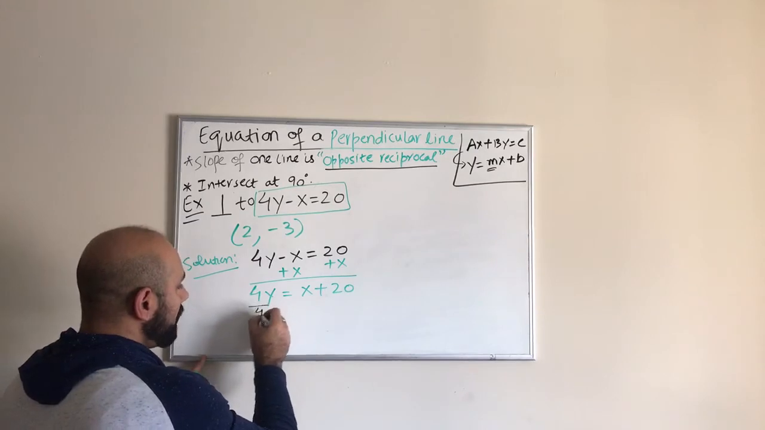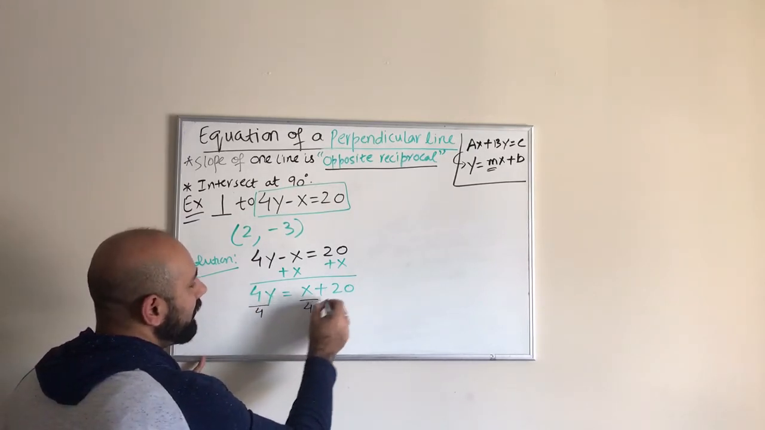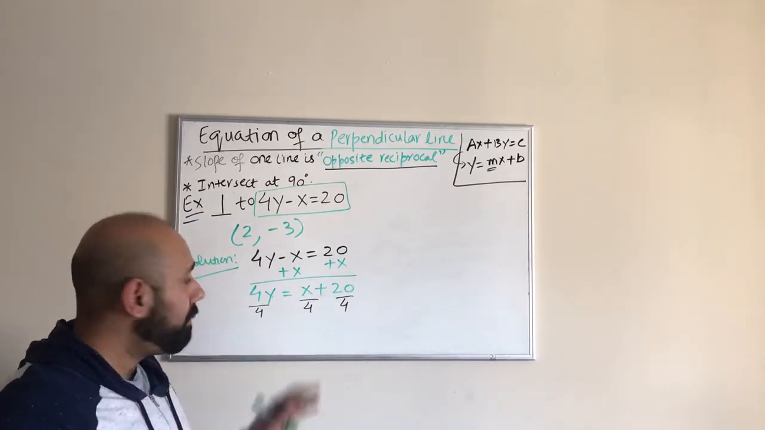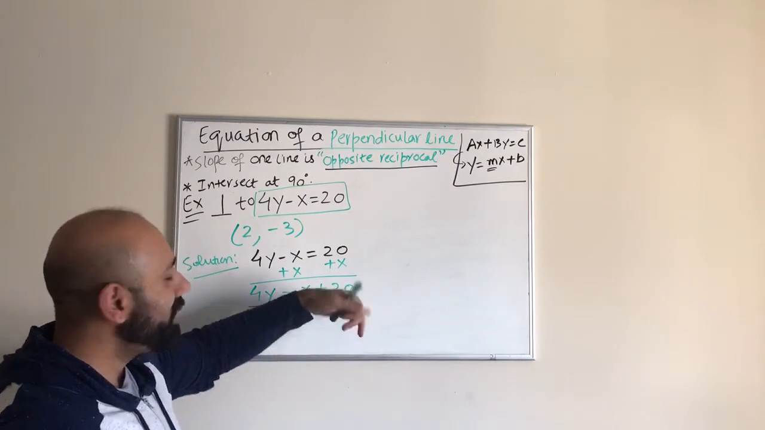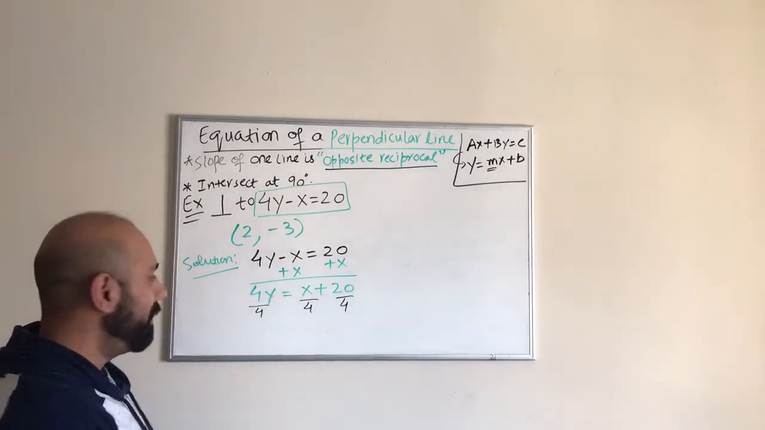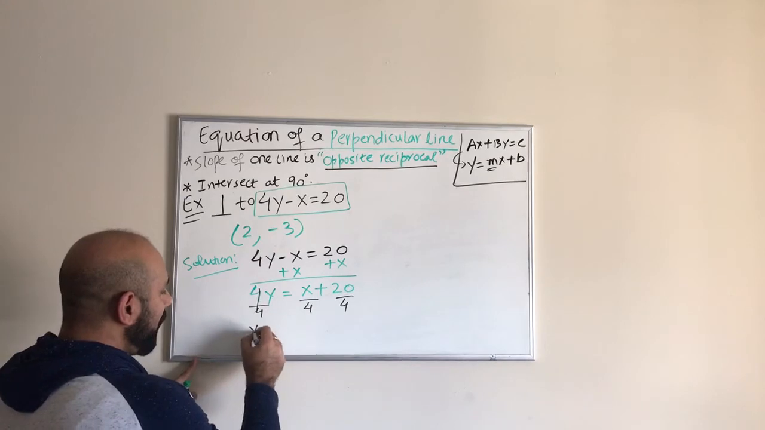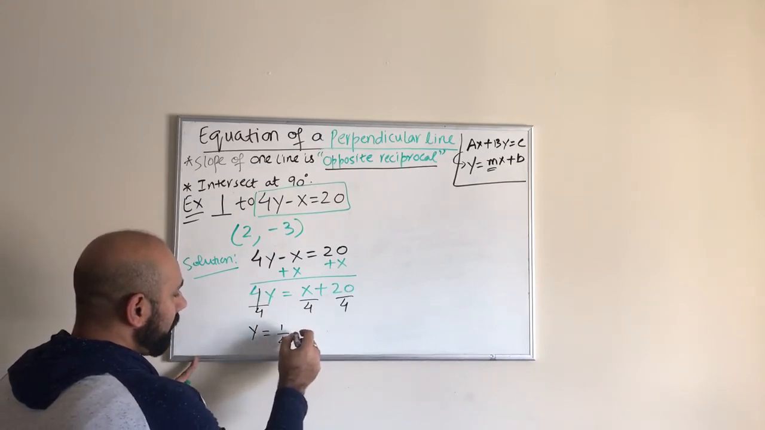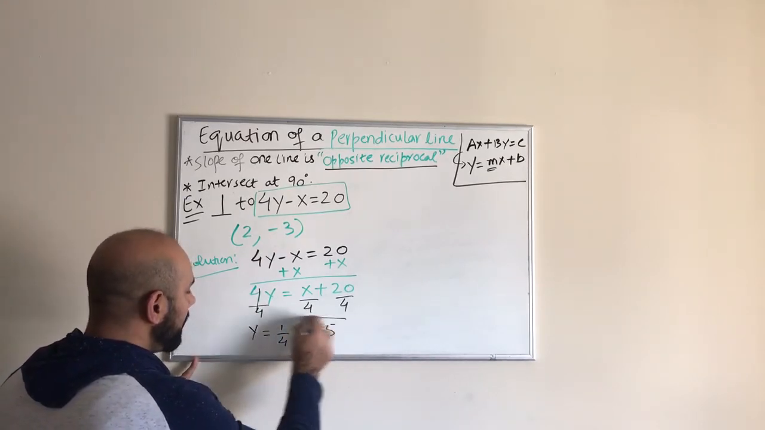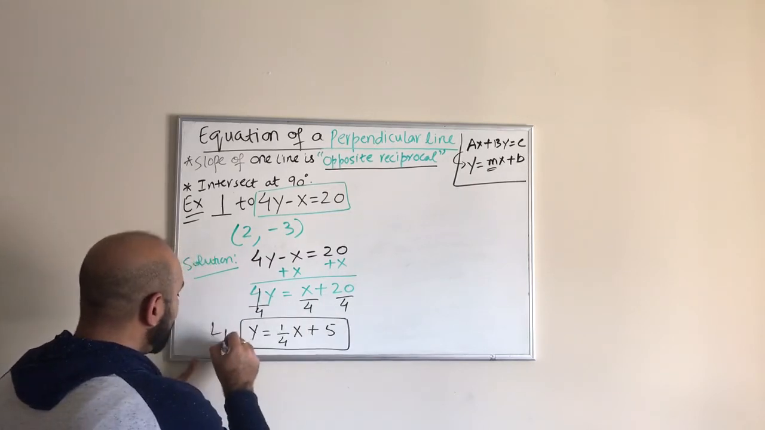So you divide both sides by 4. You have to divide each and every piece by 4. Be careful, don't forget to divide the 20 by 4 as well. You have to divide everything by 4. So the 4's cross out, and I have y equals 1/4 x plus 5. This is my line 1. I'm going to call this line 1.